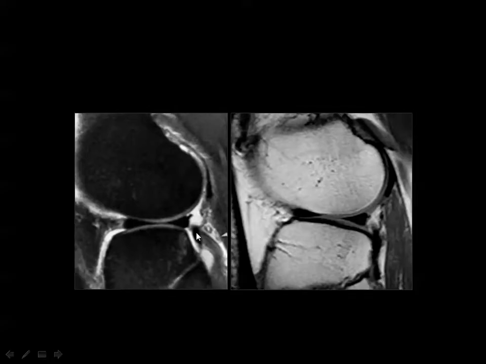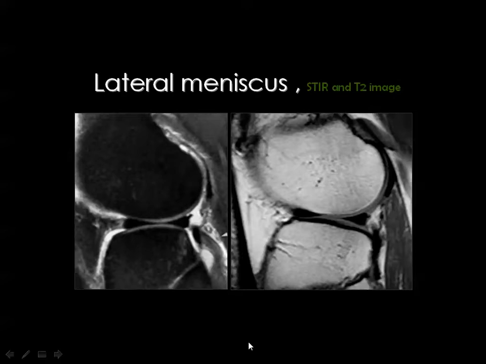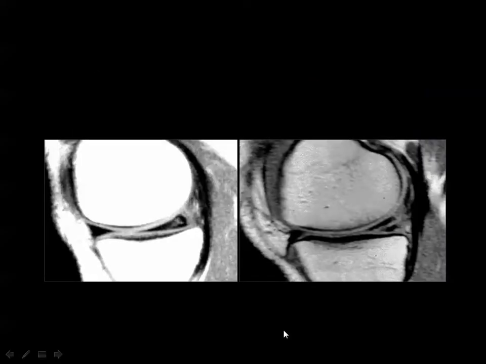And this is, of course, not a part of the meniscus, because the posterior horn is equal to the anterior horn. And don't forget that the popliteus tendon is present as a black structure posterior to the posterior wall of the lateral meniscus.